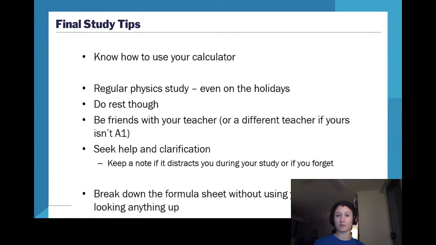Seek help and clarification, ask other people in your class, ask your teacher. Keep a note if it distracts you during your study or if you forget. And then break down the formula sheet without using your notes or looking anything up. That's especially helpful for the electromagnetism topic because you have so many formulas. It's really easy to forget which formula is for which thing. What's for a solenoid, what's for a straight wire, what's just for a particle, that kind of thing. So break it down without using any notes because when you get your formula sheet in your exam, it's going to be brand new, nothing written on it, right?